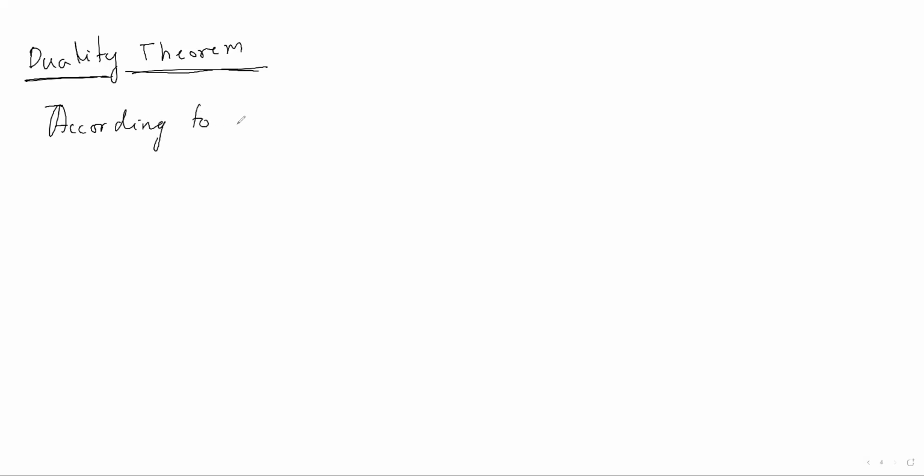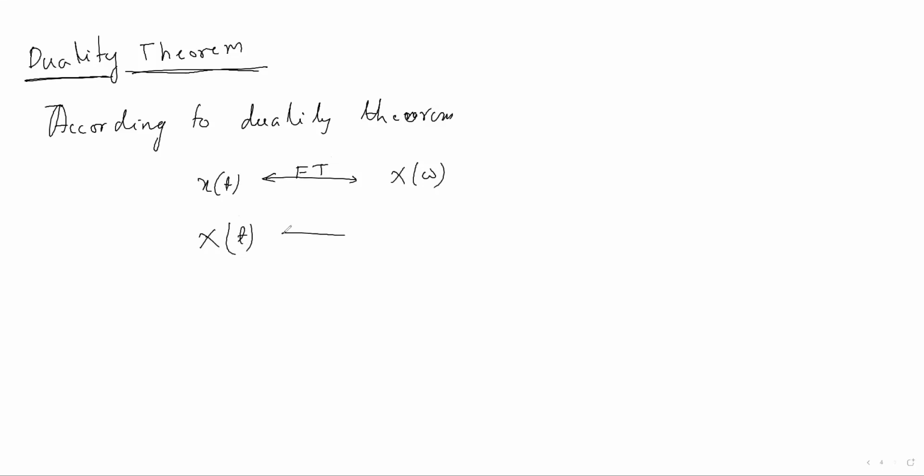According to the duality theorem, if small x(t) has Fourier transform capital X of omega, then this capital X comes here and is represented as a time domain signal, and it will give 2 pi times small x of minus omega. Understand? This is one formula from duality.